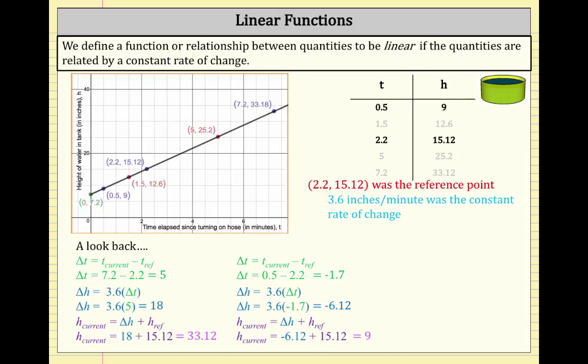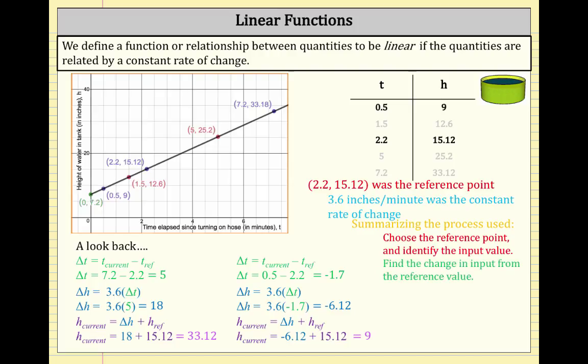So let's see what we can learn from this and compare the two processes. What we really want to do is summarize the process that's used. There are things that are common to both calculations that we just did. The very first thing we did is we chose a reference point, and we also identified the input value. In this case, 15.12 was the reference point, and we had noted that the input value in this situation will be 2.2. The other thing we did is we found the change in input from the reference value.